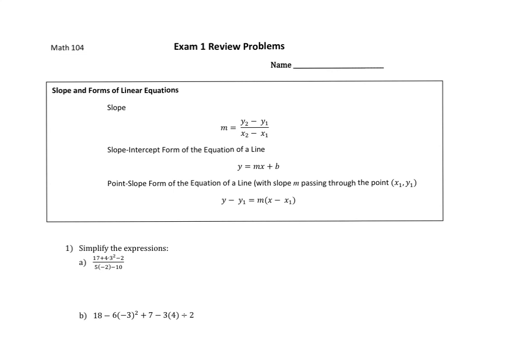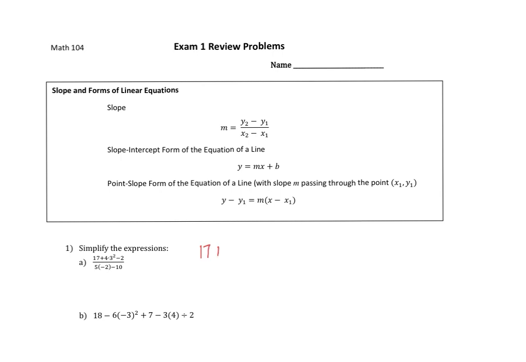All right, this is the test review for exam one. So let's take a look. The first problem here is an order of operations problem. So what we need to do is simplify the numerator and denominator by doing order of operations.